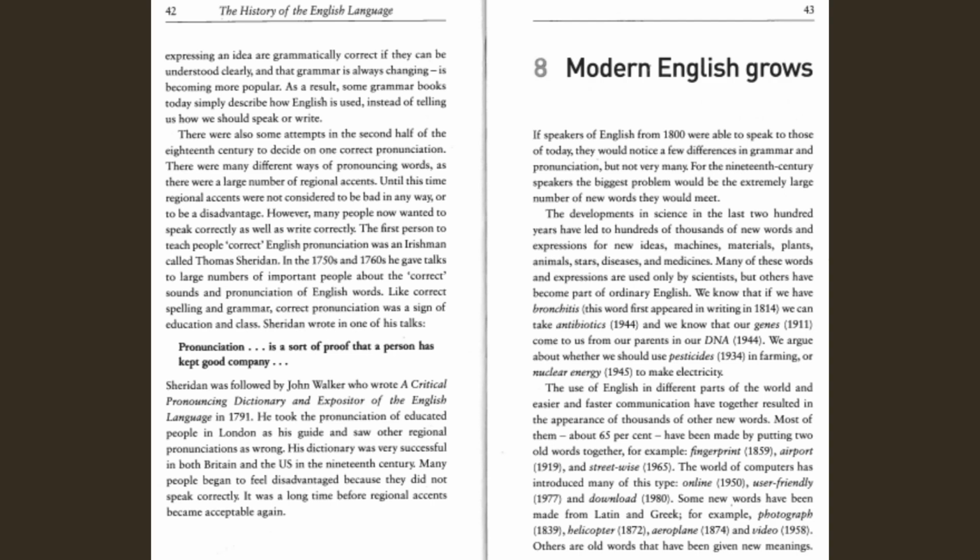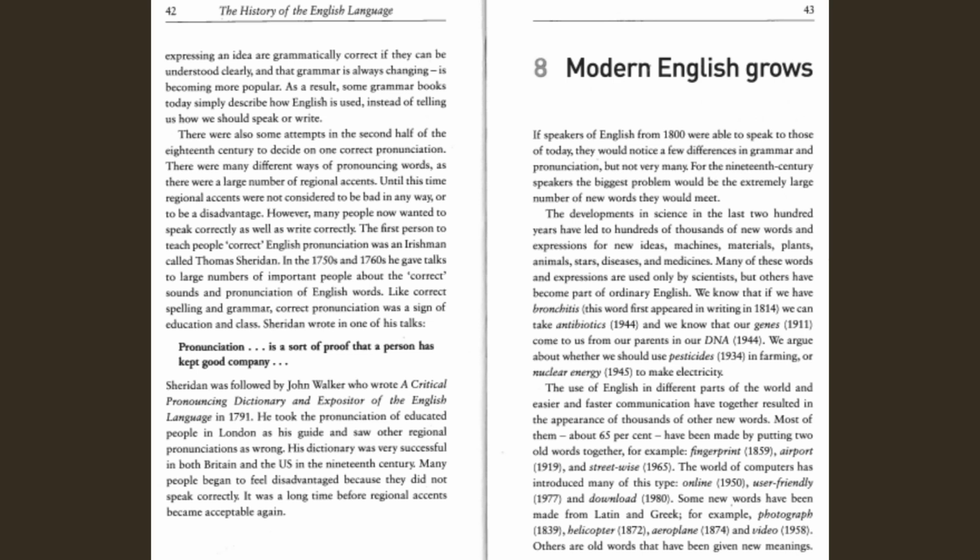We know that if we have bronchitis, this word first appeared in writing in 1814, we can take antibiotics, 1944. And we know that our genes, 1911, come to us from our parents in our DNA, 1944. We argue about whether we should use pesticides, 1934, in farming, or nuclear energy, 1945, to make electricity.